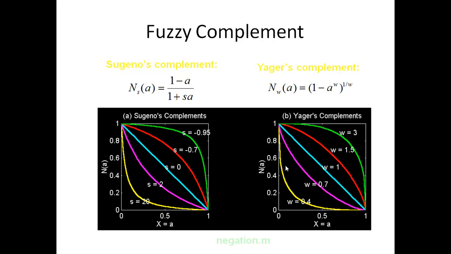The Sugeno complement formula is given by C_s of a is equal to (1 minus a) divided by (1 plus s a). Yager's complement C_w of a is equal to (1 minus a to the power w) to the power 1 by w. The graphs are given here showing how these complements behave.